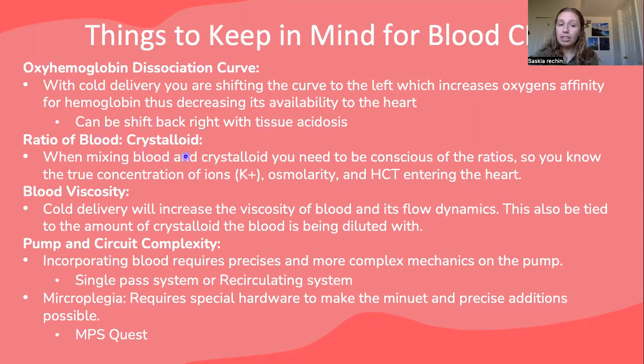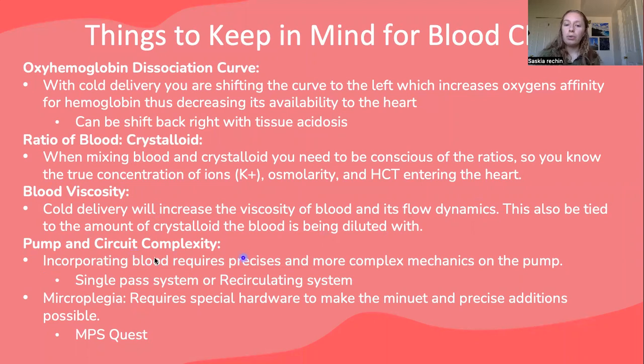Your ratio of blood to crystalloid does change depending on the ratio that you're delivering at, and that will have a direct effect on both your true concentration of ions, such as potassium, osmolarity, and hematocrit entering the heart, which you should be aware of. And then it does have to do with your blood viscosity. So the colder it is, the higher the blood viscosity, changing your flow dynamics. But then again, you are diluting with crystalloid, which is going to be changing that back. And then one of the things to be conscious of when you're delivering blood cardioplegia is that however your circuit is made up, it increases your complexity rather than a pressure bag.